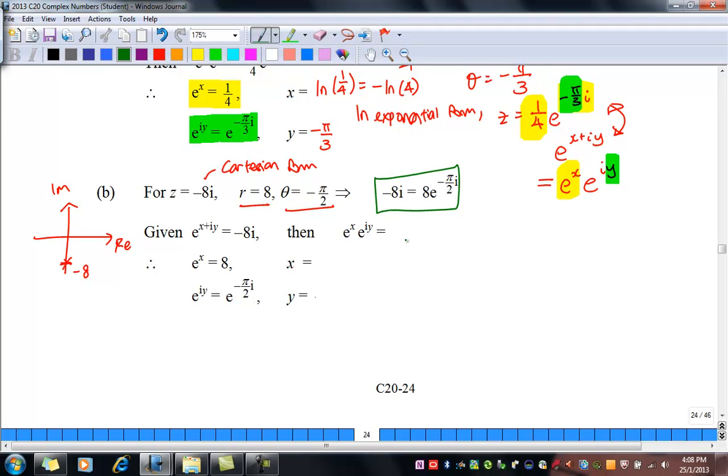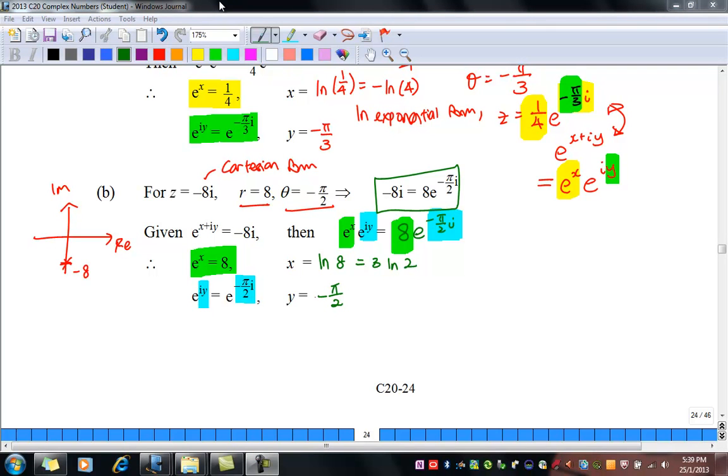So doing a simple comparison, e to the power of x times e to the power of iy will be 8 times e to the power of negative pi over 2i, which tells me that comparing the constant portion, e to the power of x will be equal to 8, while if I were to look at the exponent over here, this tells me that iy is equal to negative pi over 2i. And solving this, I would be able to tell that x will be simply ln 8, which is equal to 3 times ln 2, while y will take on a value of negative pi over 2.